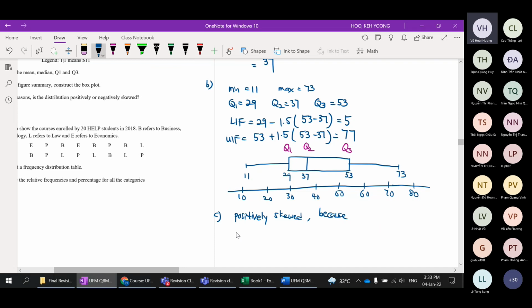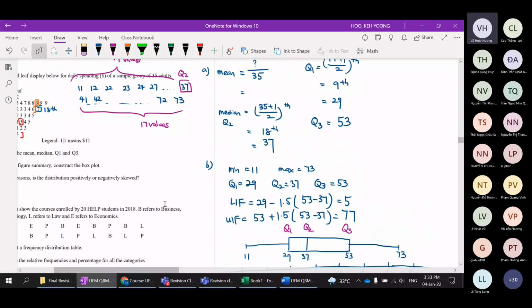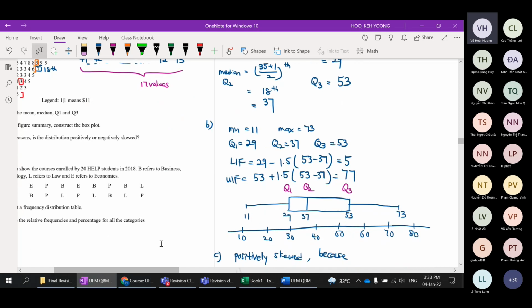Excuse me, Charles. Yes. I think you have something wrong in the upper inner fence. I think the interquartile range is Q3 minus Q1, not Q2. Oh yeah, thanks. The lower and upper inner fences are minus 37. Then my answers for the fences are wrong. Thanks for the correction. Yeah, 53 minus 29. Let me recalculate the answers.